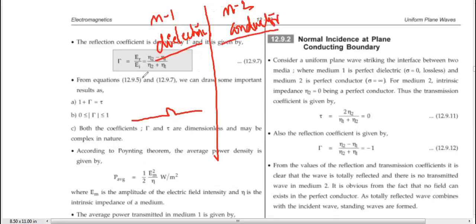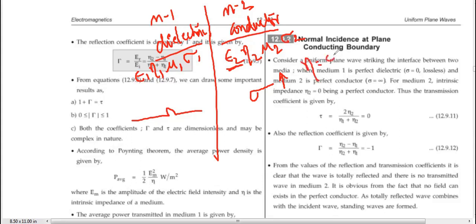Okay, all the parameters we have here: epsilon 1, eta 1, mu 1, and sigma 1. Here, the conductor has epsilon 2, eta 2, mu 2, and sigma 2. These are the parameters of them. In these parameters, the conductivity is very high, meaning sigma is very much greater than the epsilon value, because it's a conductor. Conductivity is very high.